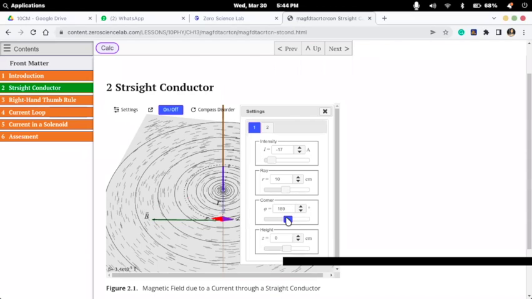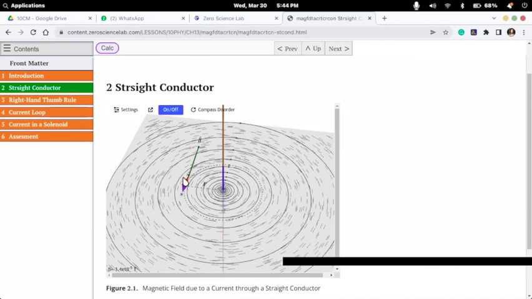Clear? Yes. So what is the direction of the magnetic field? It is along the tangent to the circle, right? Yes, sir. These are the magnetic field lines. They are circular, concentric circles.